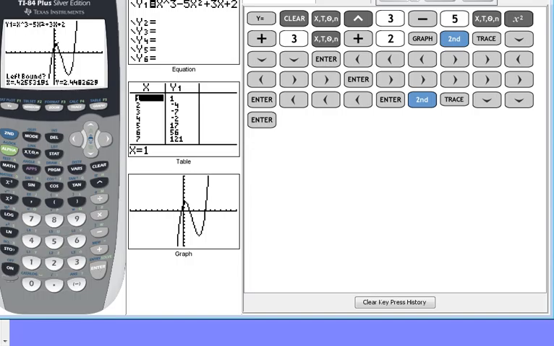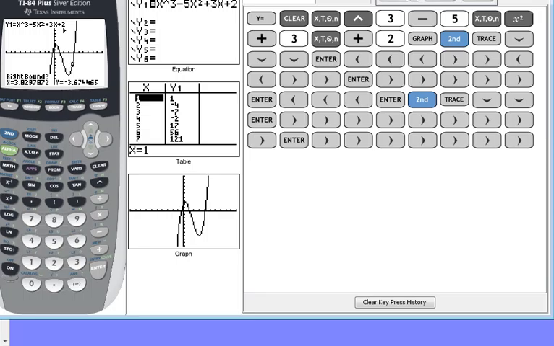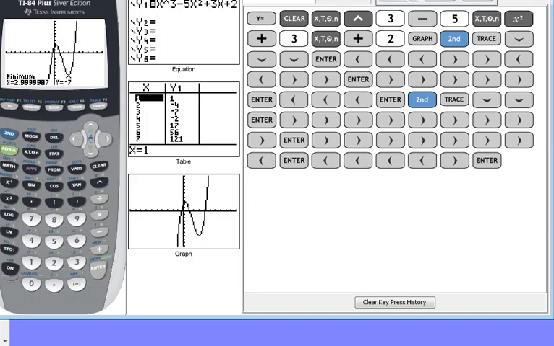In the same way, let's go left bound, and right on top of it. So scrolling to the right, I am on my left bound, so I'm going to press enter right there where my cursor is. Now it asks for right bound, so continue to scroll to the right. I'm going to press enter right about there. And then it says guess, so I'm going to put my cursor right on top of it, as close as I can. And there's my other one. So my minimum value is at 2.99, which is so close to 3, we'll call it 3, and at -7. 3, -7 is where I have my relative minimum.